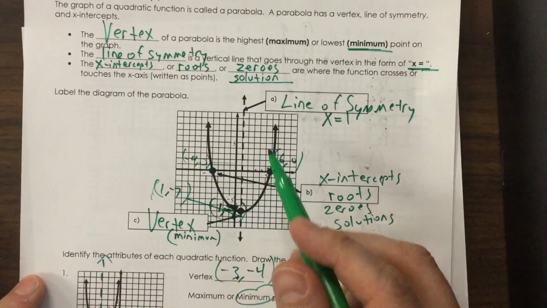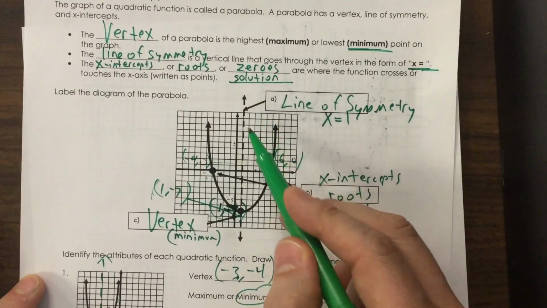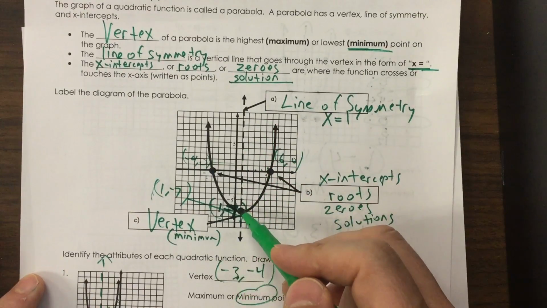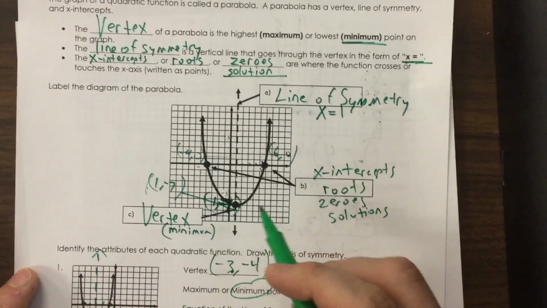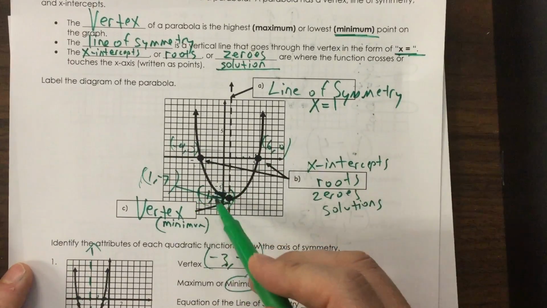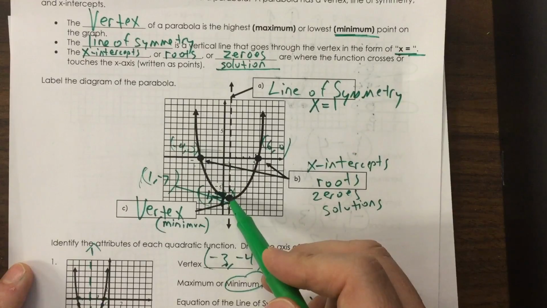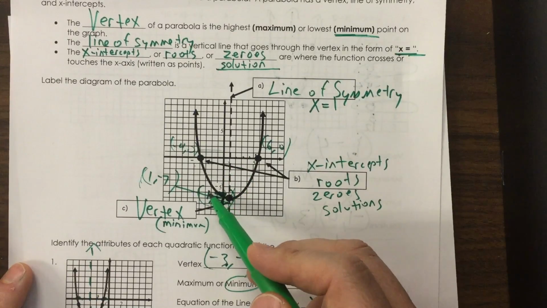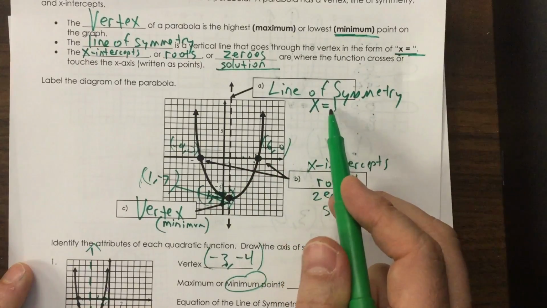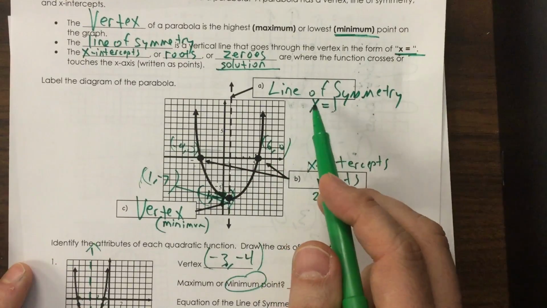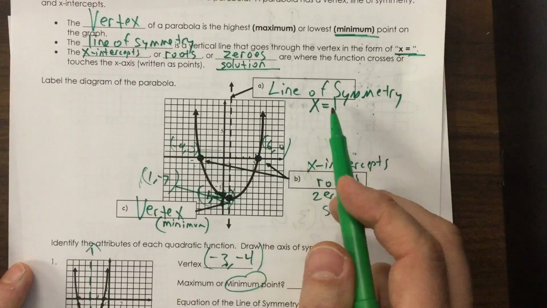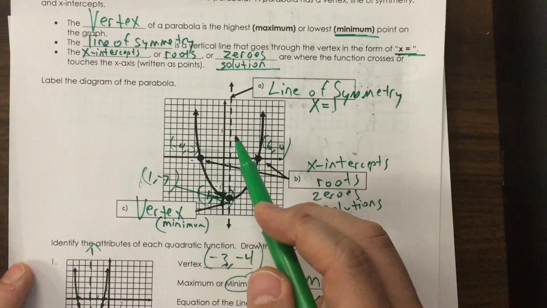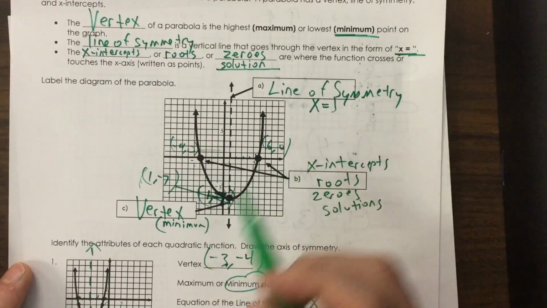The line of symmetry is the line that goes right through the middle of your parabola. It always goes through the vertex. So the x value of your vertex, here's my vertex, it's 1, -7. That 1 is the same number in your line of symmetry. Your line of symmetry equation is always x equals whatever that number is. For this one, it's x equals 1.